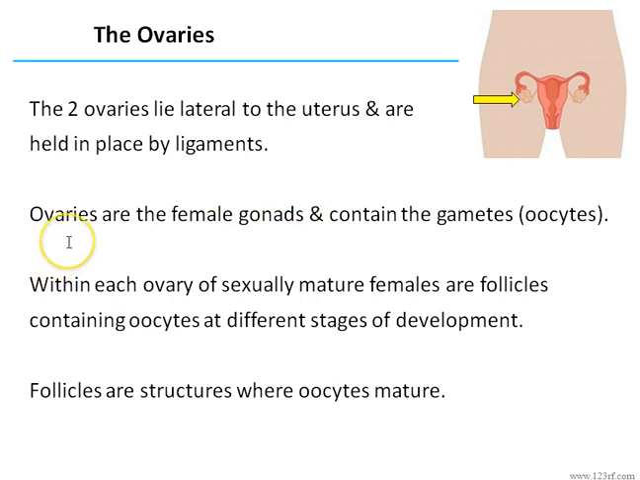Key fact about the ovaries is that they are the female gonads, and it is here that the gametes, the female sex cells, will be created. Gametes, the oocytes, will mature in structures within the ovaries that we call follicles, and an ovary will contain follicles at different stages of development.